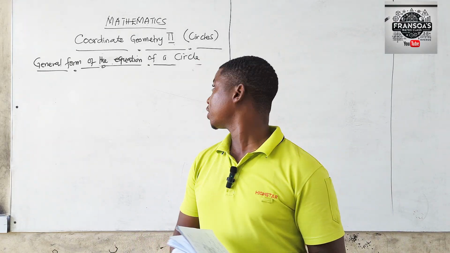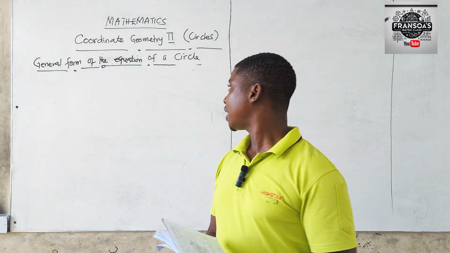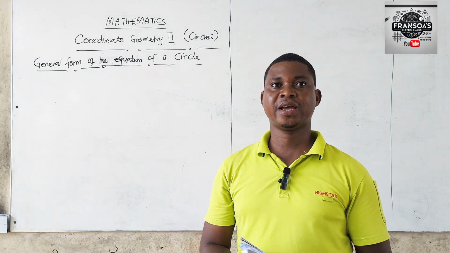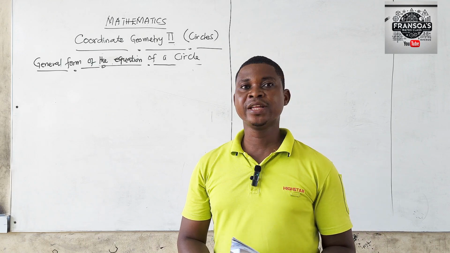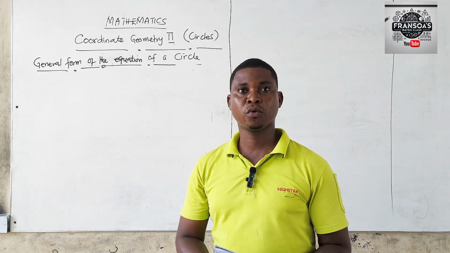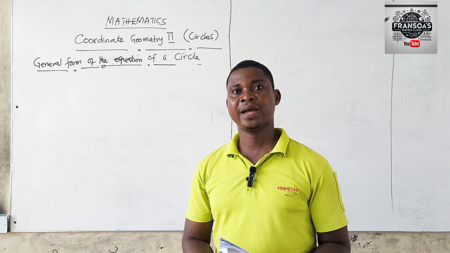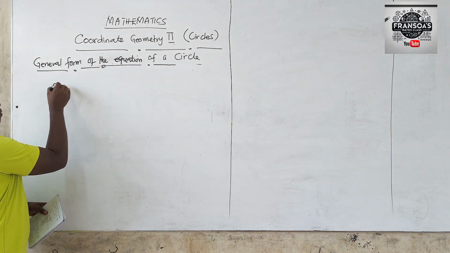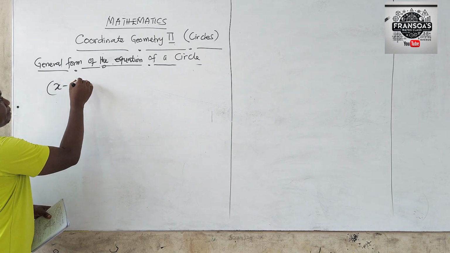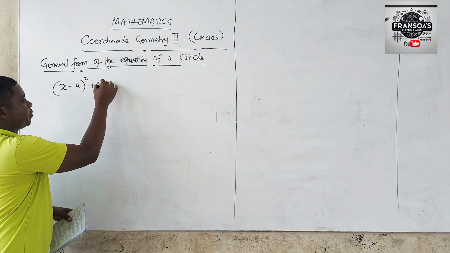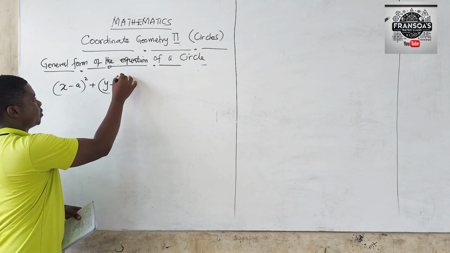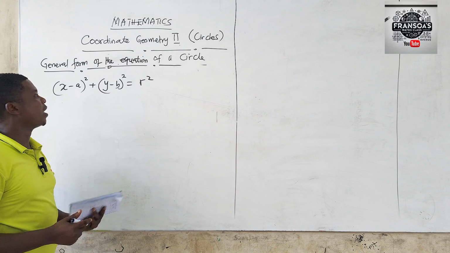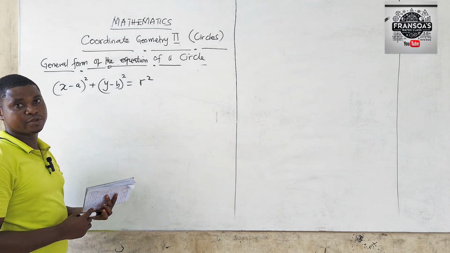We are going to look at coordinate geometry 2, circles. And this time we are going to look at the general form of the equation of a circle. We've already learned that the equation of a circle with radius r and center (a, b) is (x minus a) squared plus (y minus b) squared is equal to r squared. This is when we have the radius and the center (a, b).